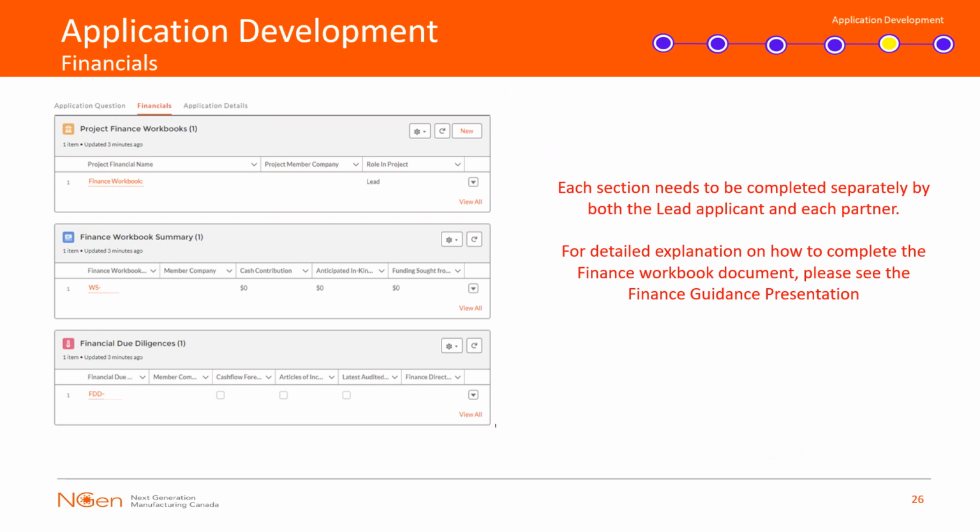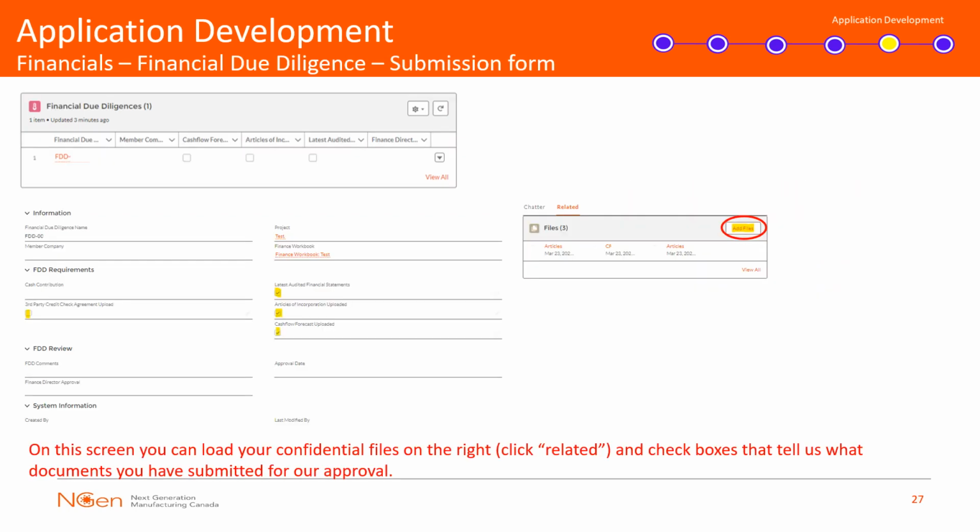The financial section is split into 2 sections. Each lead and partners need to complete the financial due diligence and workbooks. Please also review the finance presentation as it goes into detail on all finance-related requirements for your application. The financial due diligence information and documents required need to be completed by the lead and all partners. In this section, you are able to load your confidential files. Ensure to fill out all the information and check the boxes that tell us what documents you have submitted for approval.